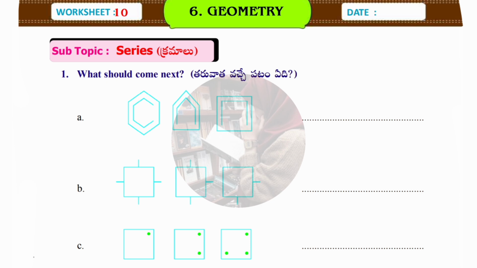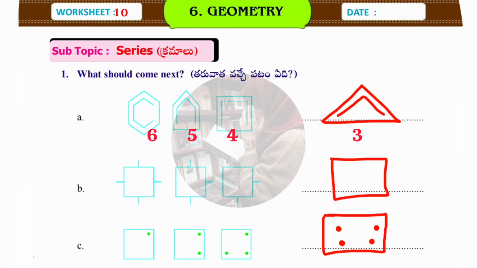Okay guys, so let's see the first picture. In the first question we are given 3 pictures. First is a hexagon, then a pentagon, then a square. So for the hexagon 6 points will be there, for the pentagon 5 points, for the square 4 points, and the next picture will be of 3 points, which is a triangle. So draw the triangle.